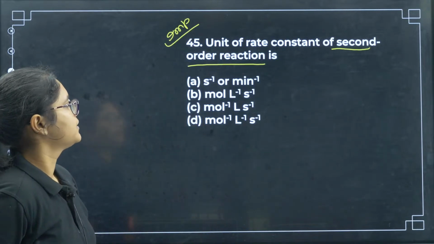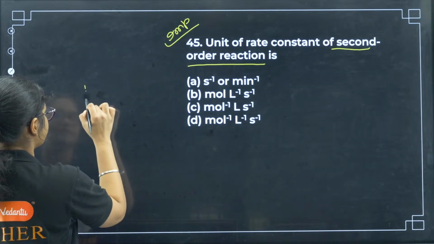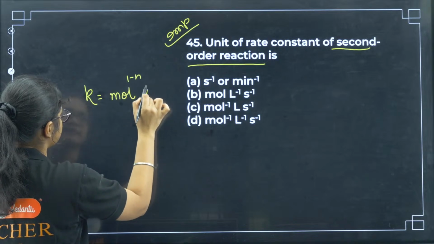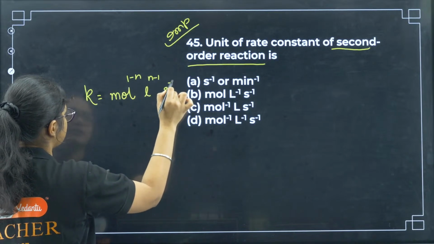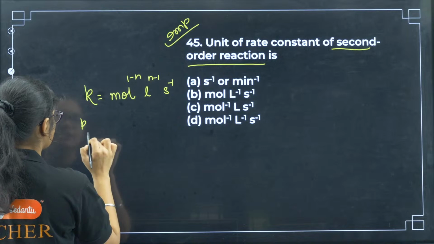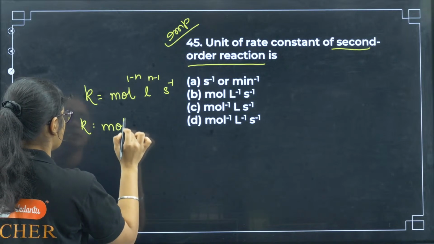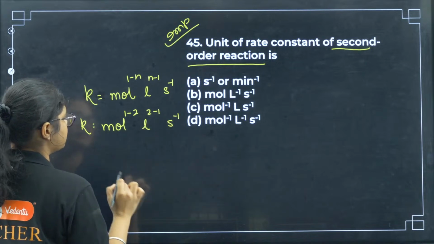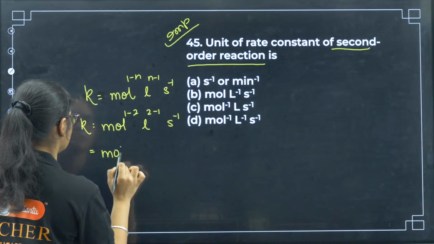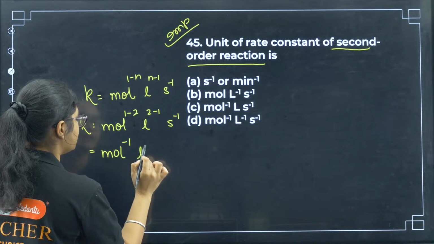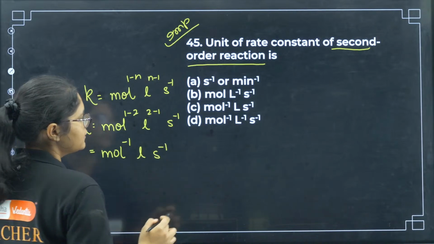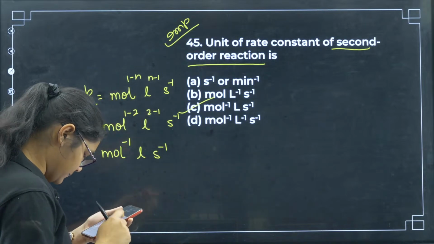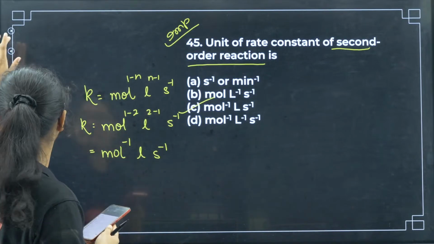Yes. I just now told you the general formula for the unit of rate constant is mole to the power of 1 minus n, liter to the power of n minus 1, second inverse, right? So here K will be equal to mole 1 minus 2, liter 2 minus 1, second inverse. So I will get mole minus 1 liter second inverse, option number C here. Yes, all of you have given the correct answer, very good.